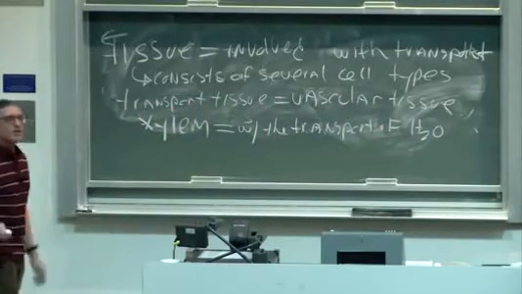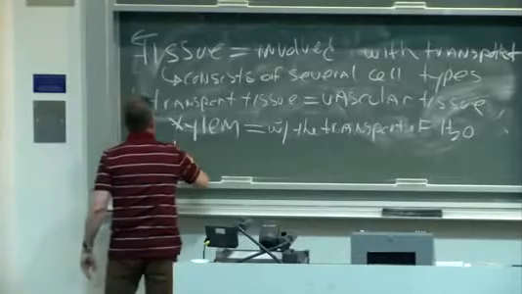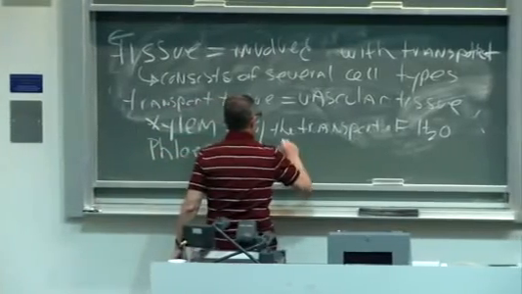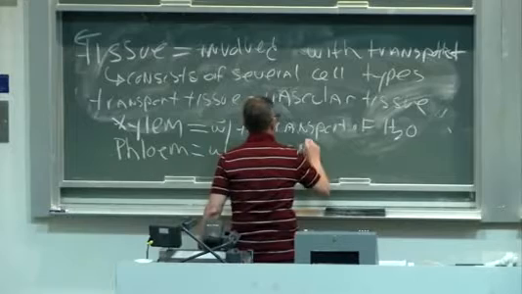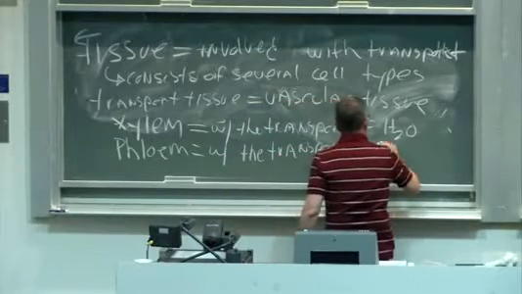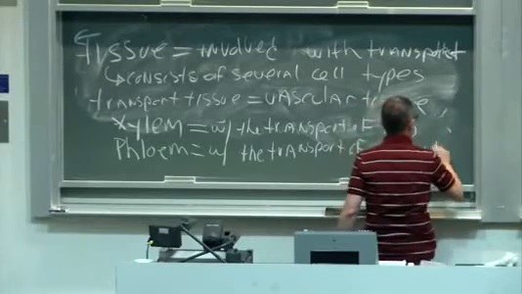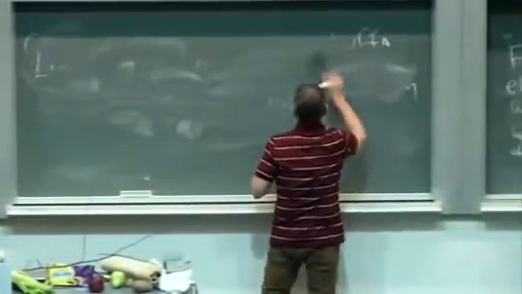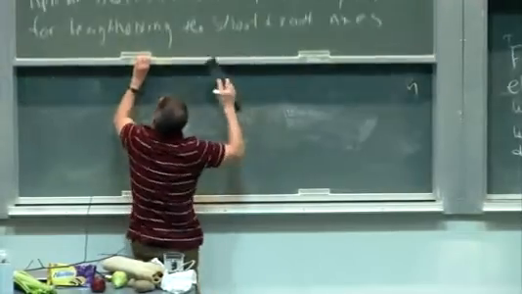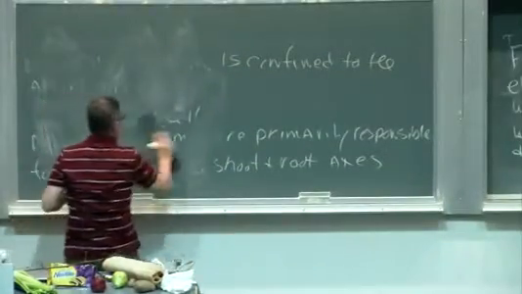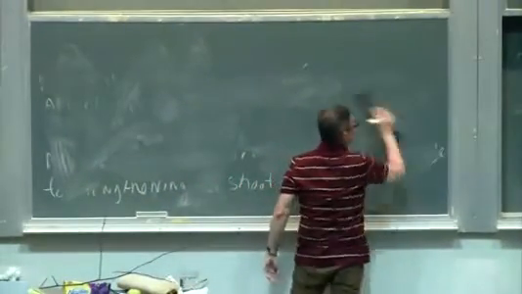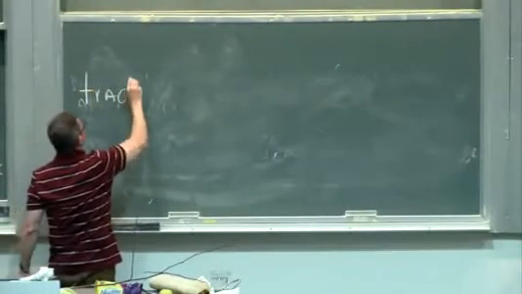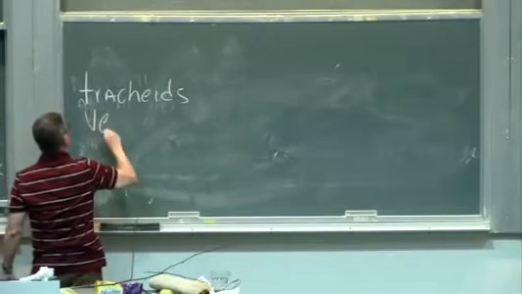And the second tissue type which makes up the vascular tissue or the transport system is known as phloem. And it is involved with the transport of photosynthate, that is, sugars. Let's consider first the xylem, which is the tissue that is involved with the transport of water. And we'll begin by talking to you about the two cell types which are associated with the transport of water. And those two cell types are tracheids and vessels, or vessel elements.